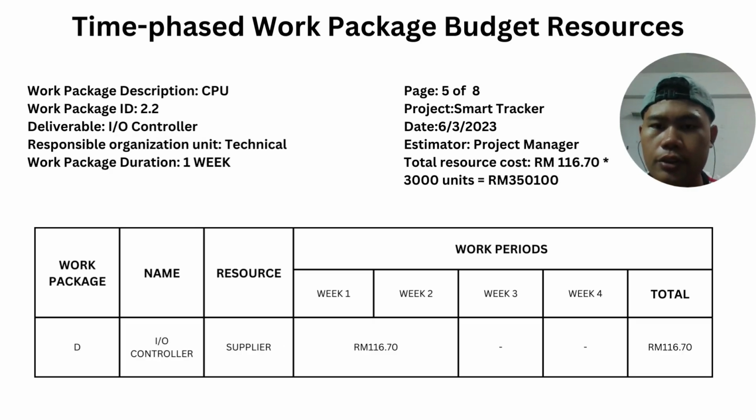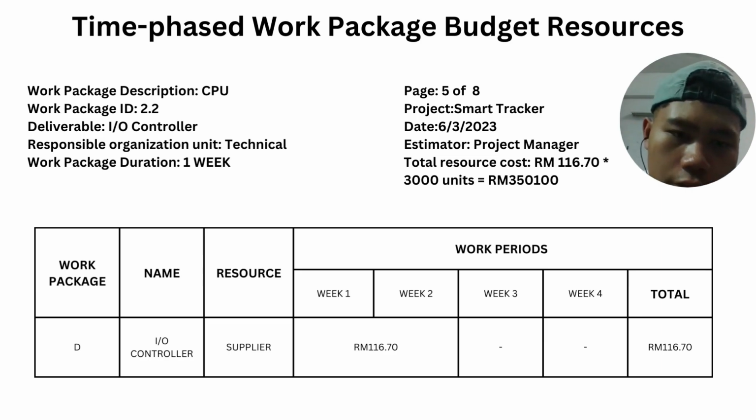For the work package description CPU, the second one, the material cost, the work package is 2.2. The deliverable is IO controller. The responsible organization unit is also the same. Work package duration is 1 week. The work package is T, where software development develops this project, and the resource is supplier. The total resource cost is 116 ringgit 70 cents, and the work period is 2 weeks, at week 1 and week 2.